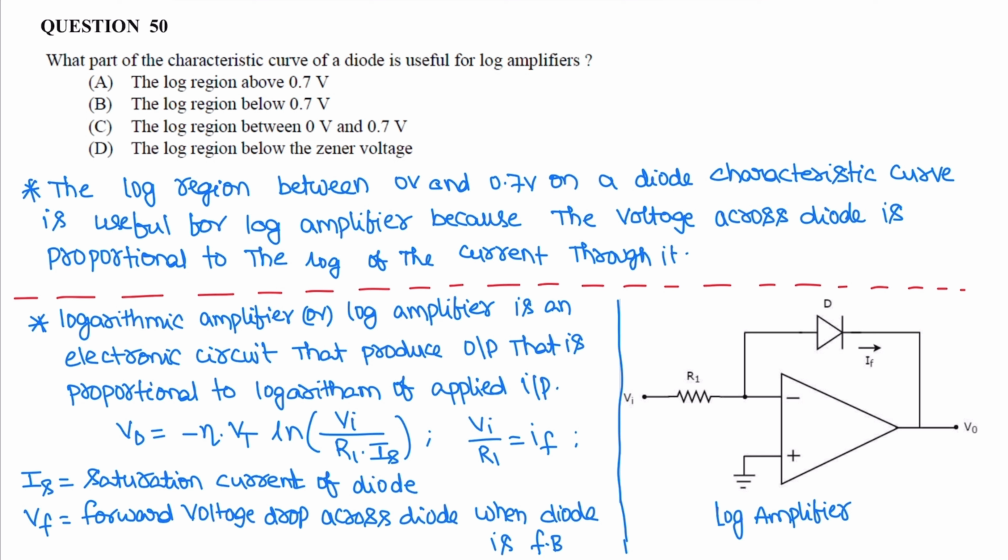So logarithm amplifier or log amplifier is an electronic circuit that produces output proportional to the logarithm of input. So this is a circuit diagram for log amplifier and output voltage expression. So the correct answer is C, the log region between 0 and 0.7 volts. So this is part 1 for 50 questions.